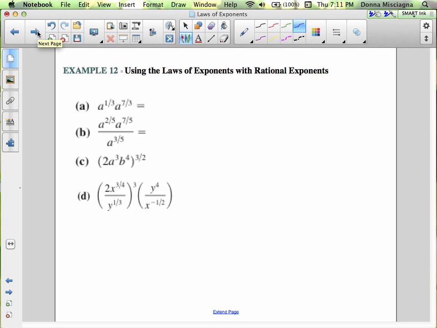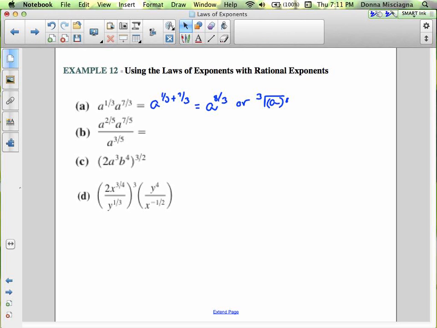So a to the 1/3 times a to the 7/3 would be a to the 1/3 plus 7/3. That is a to the 8/3. You can leave it like that. It does happen to also equal, since we were learning how to rewrite these, the cube root of a to the 8th power, which we could simplify, because this would be the same as a cubed times a cubed times a squared, 8 factors of a. But we'll just leave it like that. It's not that important that we simplify that. We're more just working with laws of exponents.